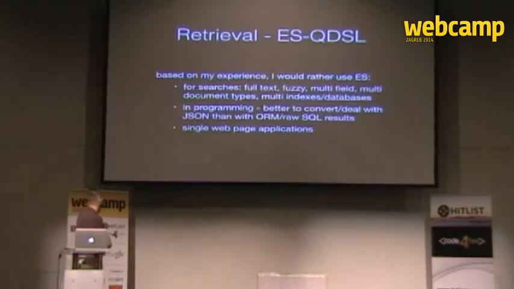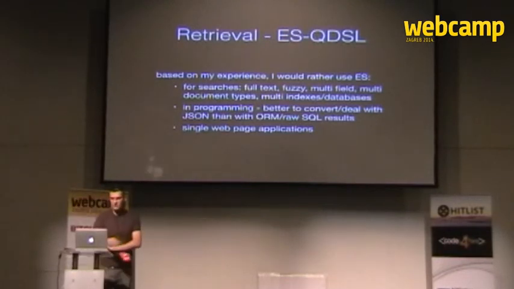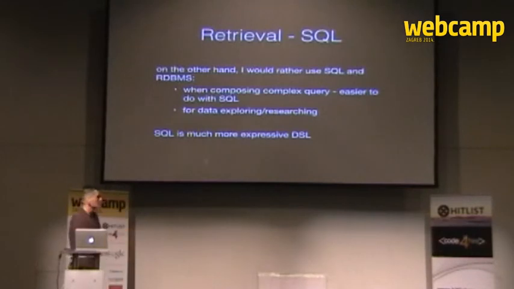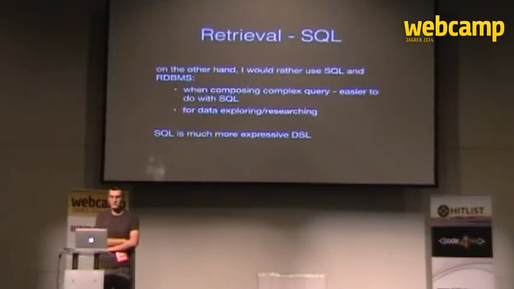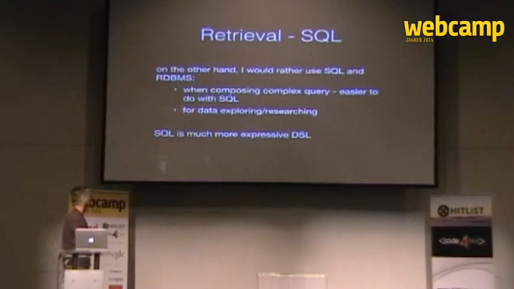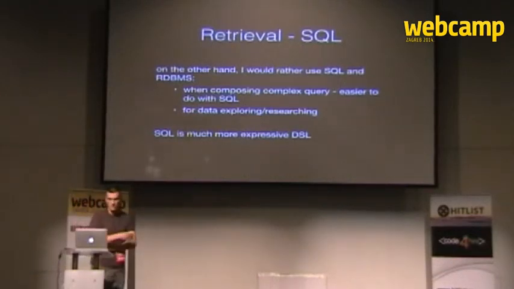When you do development, it is easier to deal with JSONs than with ORM objects or raw SQL results. You get plain object data only, and it is easier to deal with. And this is especially important when doing single web applications. On the other hand, with SQL or relational databases, in my opinion, I would rather use SQL when composing complex, structured queries, and also for data exploration, researching, and so on. This is all related to retrieval. I will touch on update later.